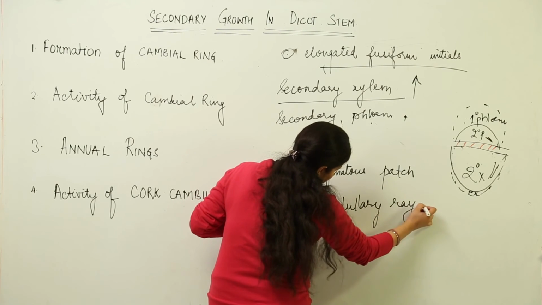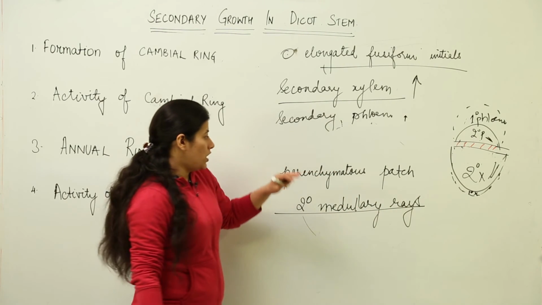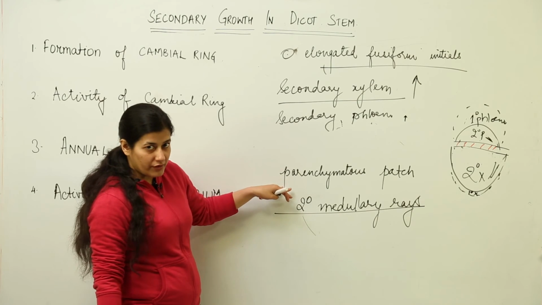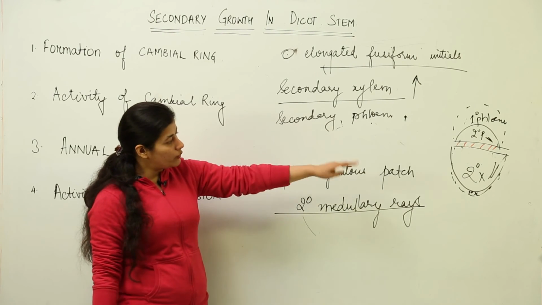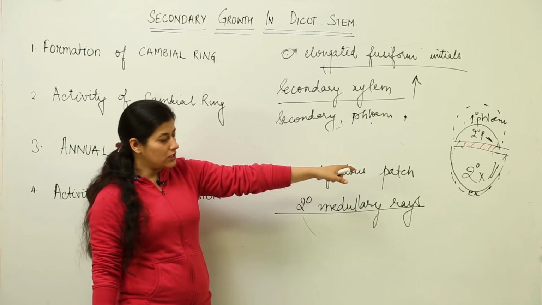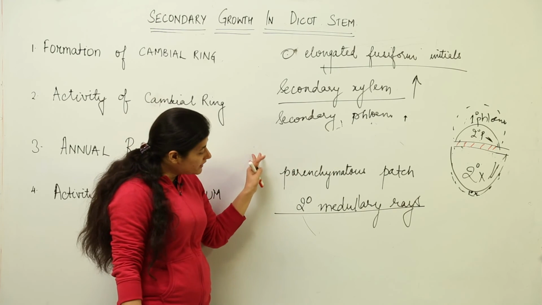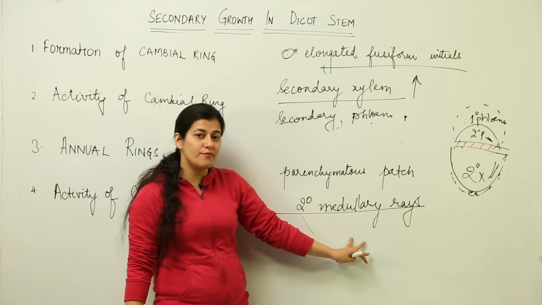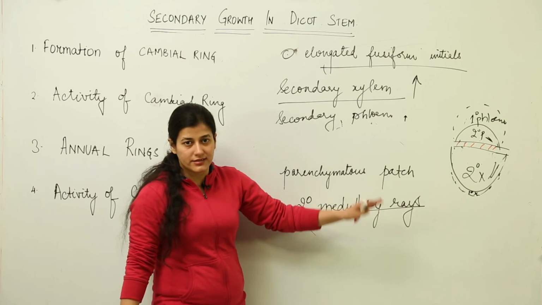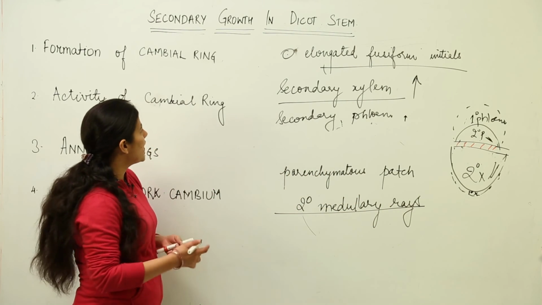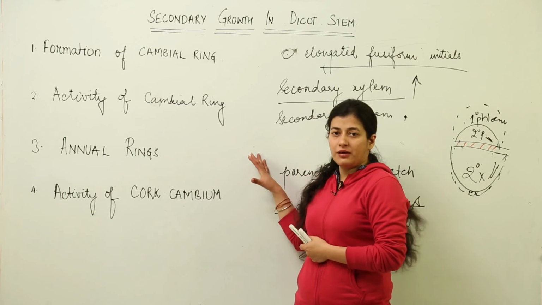This is one point of understanding, that secondary medullary rays are formed by the activity of the cambial ring. When the cambial ring gives rise to parenchymatous cells, those cells would be found in close proximity, or rather inside the secondary xylem and secondary phloem, and that particular arrangement of parenchymatous patches would be known as secondary medullary rays. So this you have to understand in the second point of activity of the cambial ring.